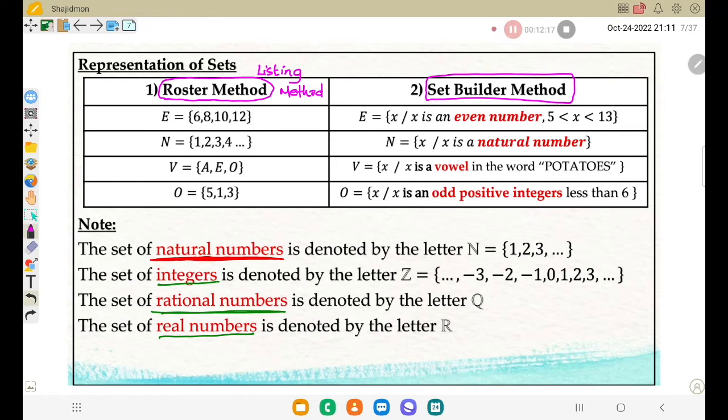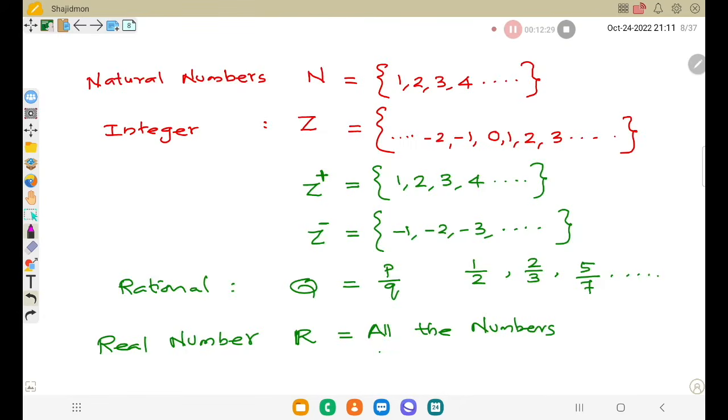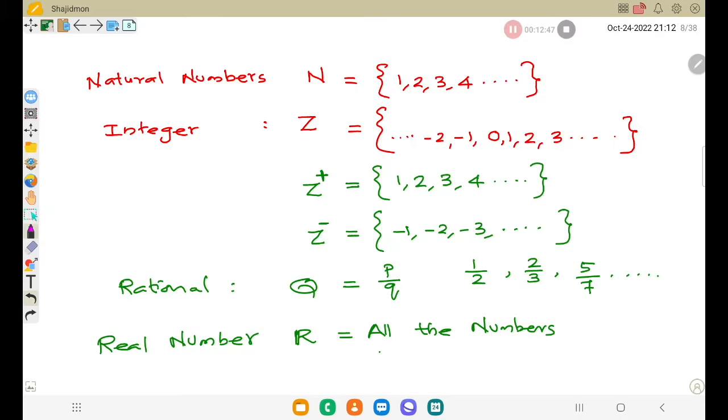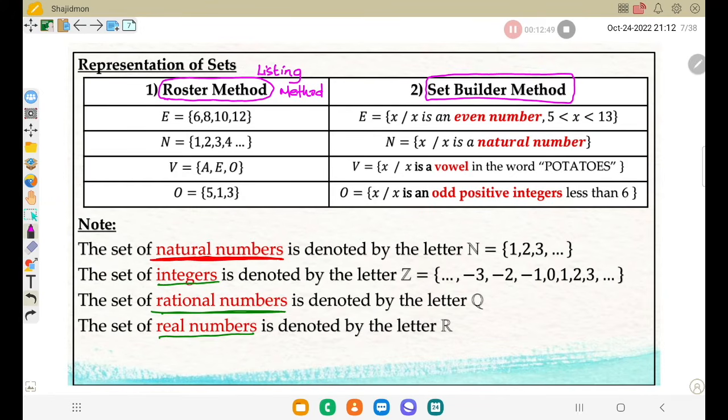For example, in the set builder method, you can see E equals the set of all x such that x is an even number, 5 less than x less than 13. I can show it to you on another page. Set builder method, and the first one is roster method. Now we will discuss these two, the roster method and the set builder method.